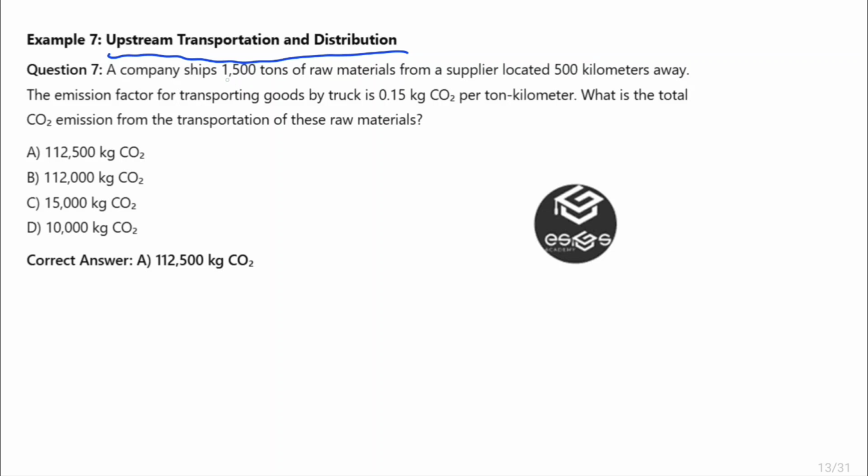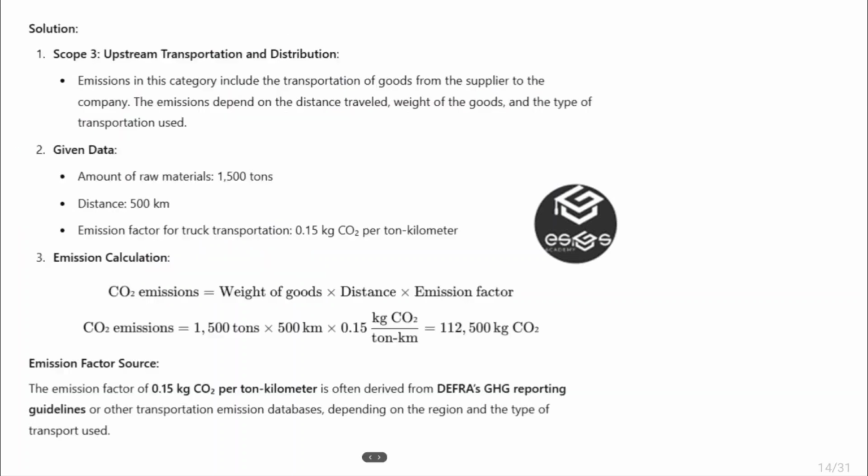The question is, a company is shipping 1500 tons of raw material from a supplier who is located 500 kilometers away, and the emission factor for transporting goods by truck, please keep in mind transportation with truck, and that is 0.15 kg CO2 per ton kilometer. Now, what is the total amount of CO2 emissions from the transportation of these raw materials? So the answer is 112,500 kg CO2. But how this answer came? Let us see the solution now.